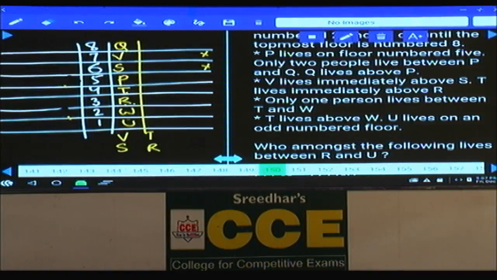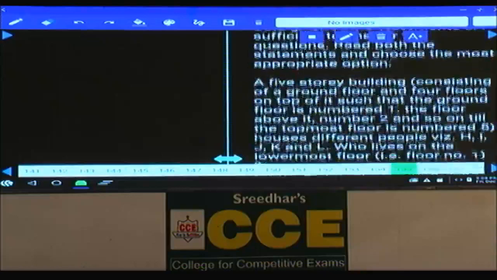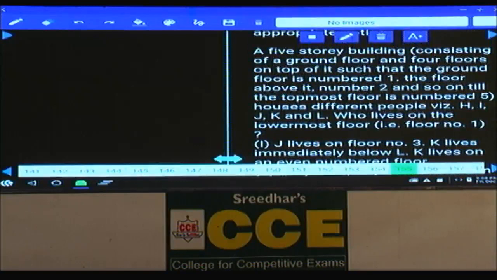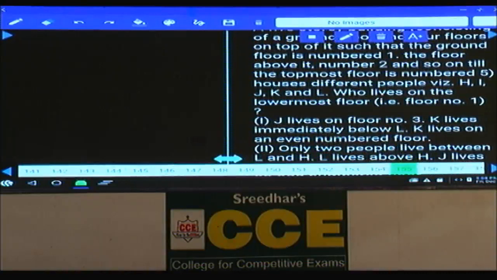Questions 155 to 159, any doubts in these 5? Data sufficiency questions, please. Now in question number 155, what is the information given here? A 5-story building consisting of a ground floor and 4 floors on top, such that the ground floor is number 1 and so on. Now, how many persons H, I, J, K, L, who lives on the lowermost floor?